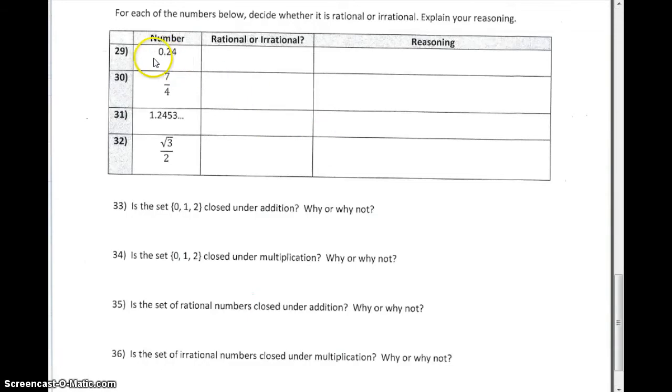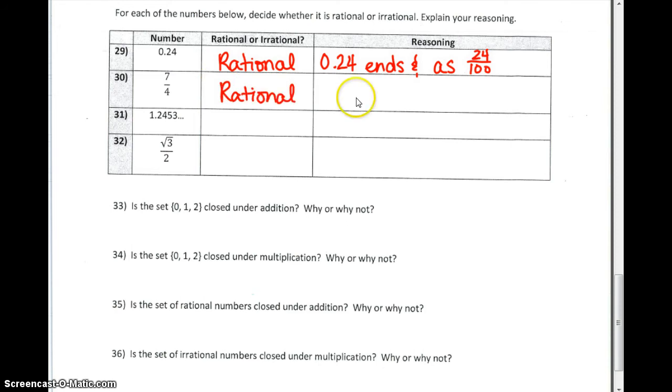Okay, so what we have right here is a number 0.24, and 0.24 ends, so this is going to be a rational number. Now what I would expect in your reasoning is that you would say 0.24 ends and can be written as 24 over 100. I know it's 100 because I'm going to move the decimal place 2 times. Okay, 7/4 is rational because it's written as a fraction. Anything that can be written as a fraction is called rational.